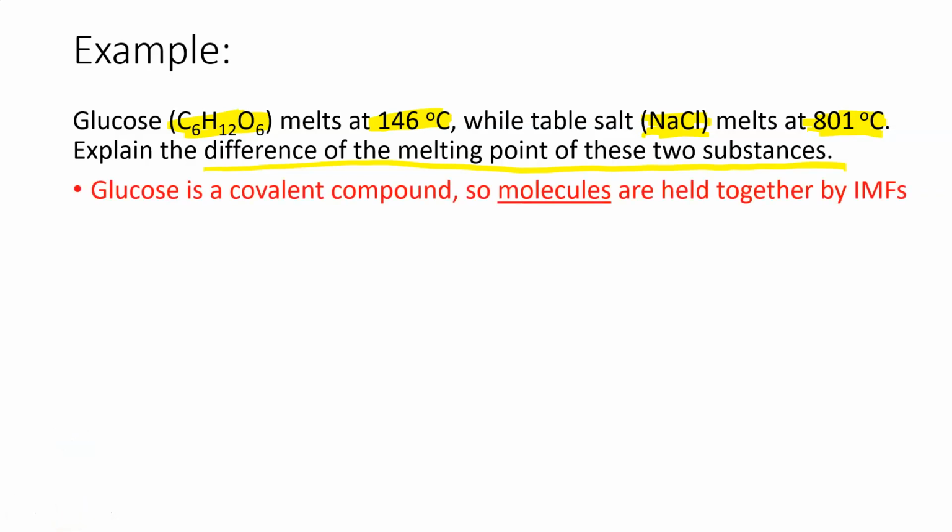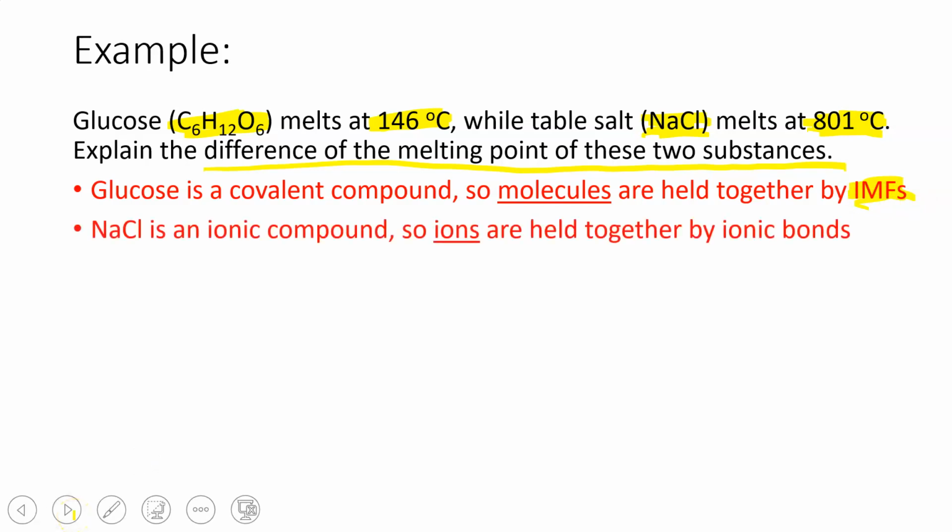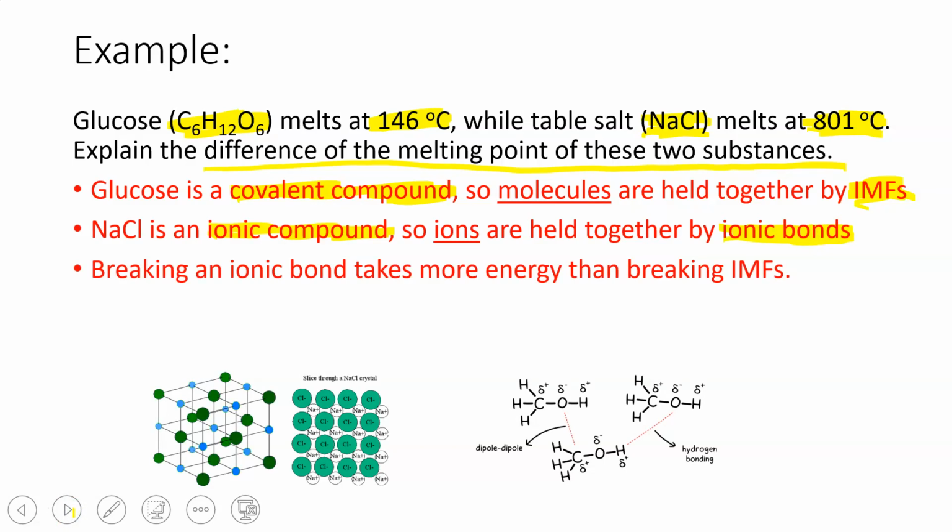Glucose is a covalent compound. So molecules are held together by IMFs. NaCl, table salt, is an ionic compound. Okay, this one's a covalent compound. This is an ionic compound. So ions are held together by ionic bonds. Which one's easier to break? Breaking an ionic bond takes more energy than breaking IMFs, because IMFs are easier to break.